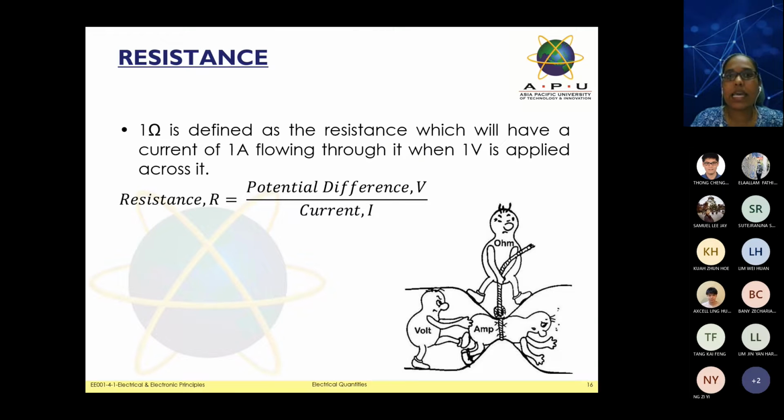1 ohm is defined as a resistance which has a current of 1 ampere flowing through it when 1 volt is applied across it. This is shown in the slide as just the theory part. It means when you have 1 ohm of resistance, you have a current flow of 1 ampere when you supply a voltage of 1 volt. This is just a theory part.